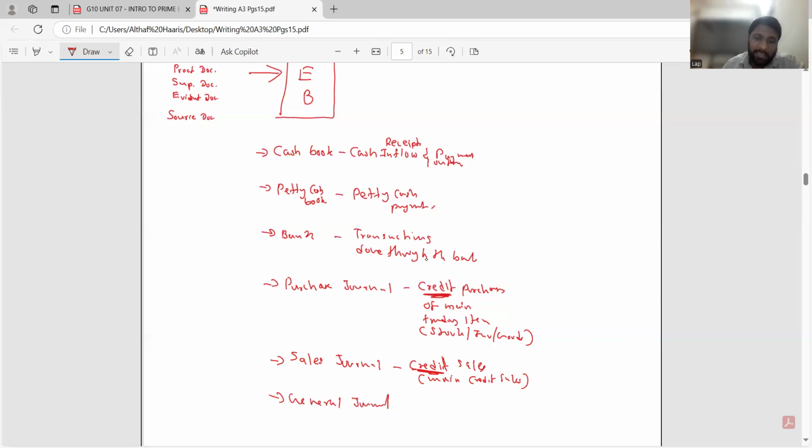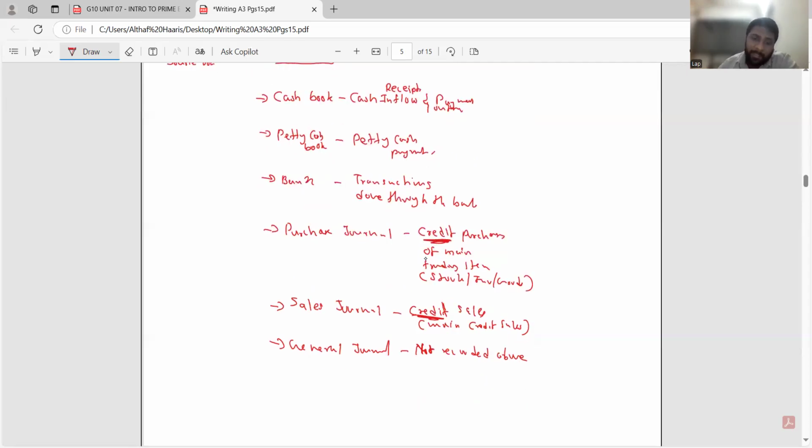In the general journal, we recorded whatever was not recorded above. Examples we learned: credit purchase of other items, not the main item, not main stock. Credit purchase of main stock goes to the purchase journal. Other items, like a car purchased on credit or a laptop purchased on credit, go to the general journal.